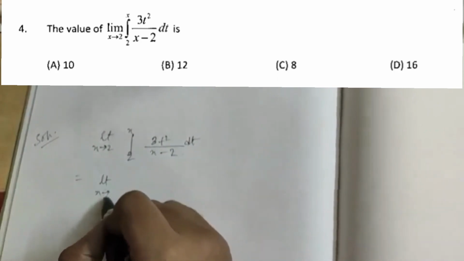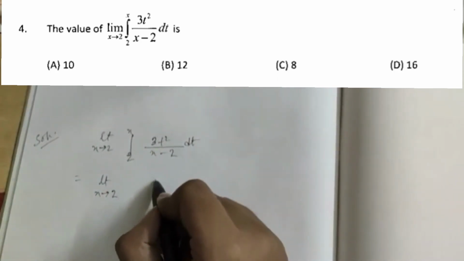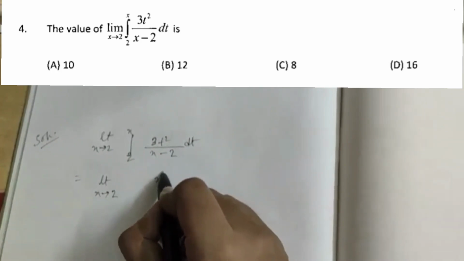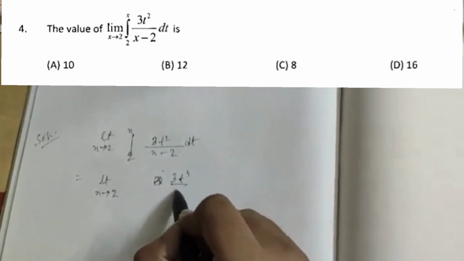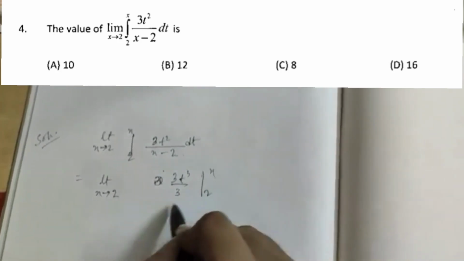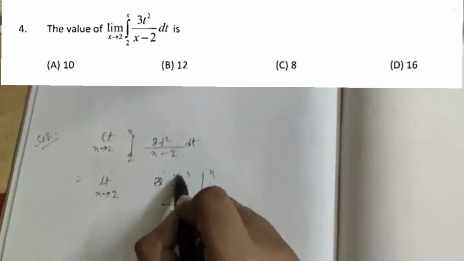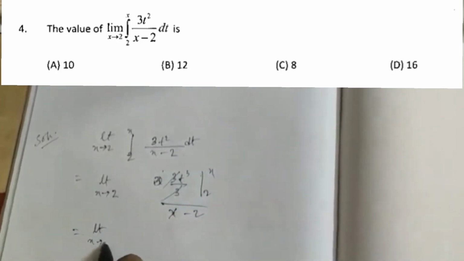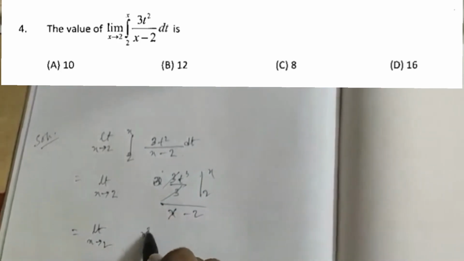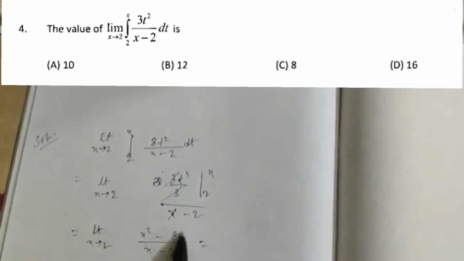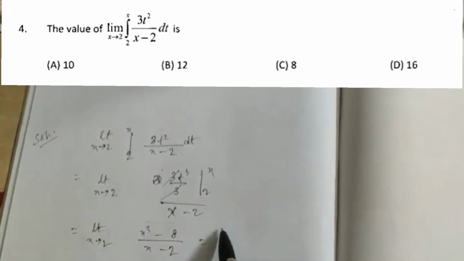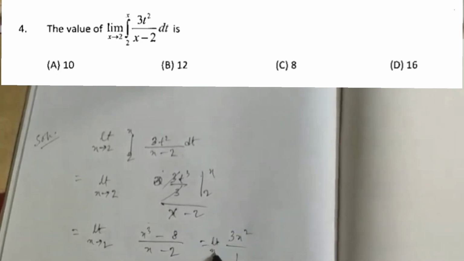Limit x tends to 2, this will be 3t cube by 3 from 2 to x, divided by x minus 2. In the next step, it will be limit x tends to 2, x cube minus 8 by x minus 2. If x tends to 2, then you can see that it's a 0 by 0 form, and applying L'Hospital's rule, you get 3x square by 1, limit x tends to 2.